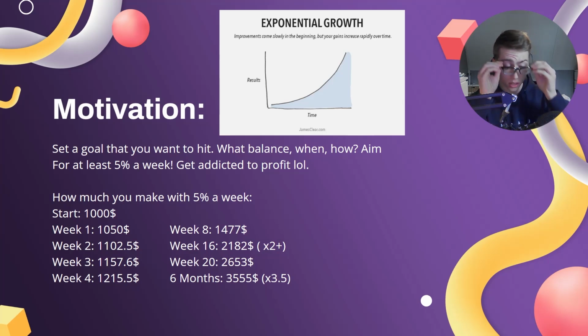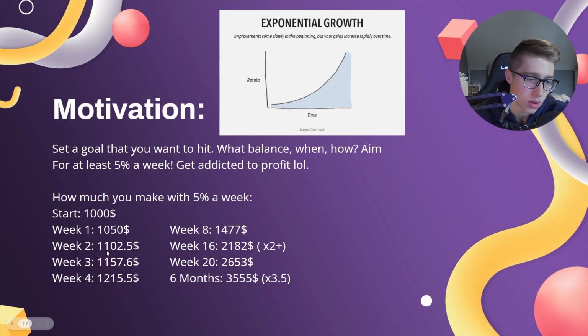How much can you actually make? Well, this is just a little simulation with 5%. So let's say you start with $1,000. Then in the first week, 5%, you're gonna make $50. Then you're gonna have $1,100. Then $1,150. In a month, you have $1,215. In 2 months, you have $1,500. In 4 months, you're gonna have $2,000. And then in 6 months, you're gonna have 3.5 times as much as you had before, which is $3.5K.